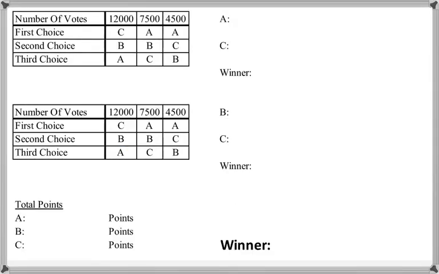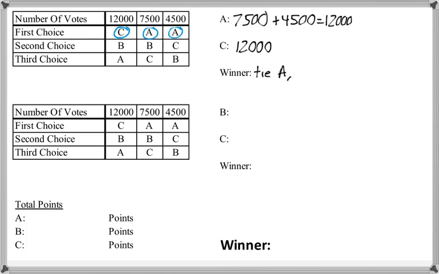Next up is A versus C. So the first 12,000 prefer C over A. The next 7,500 prefer A over C. And then the last 4,500 prefer A over C. So they both have 12,000. So this also ends in a tie between A and C.